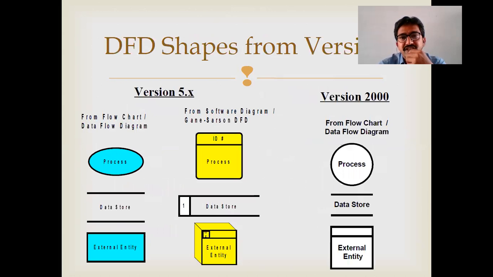DFD shapes for version 5.0 look like this, and in the 2000 versions, these are the symbol notations they give. In this slide, we observe that an ellipse represents the process. In later versions the process is represented like this, the data store like this, and the external entity like this, again as a cube shape.